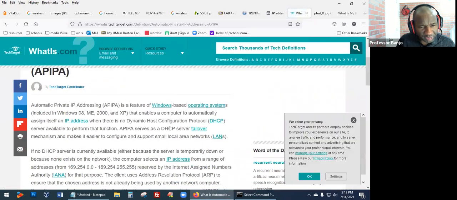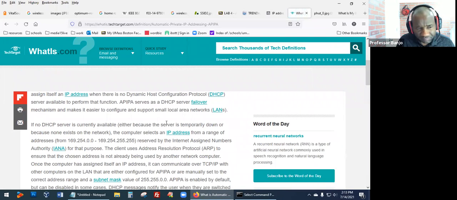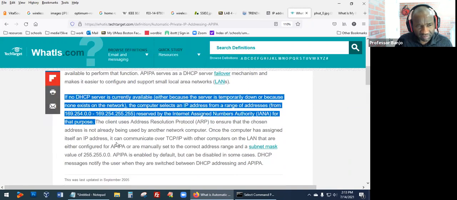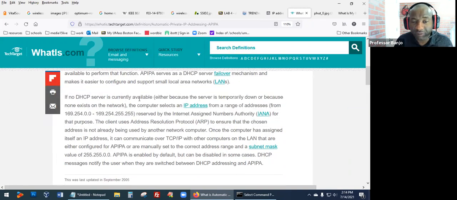Okay. So our APIPA addresses, let's see what it says here. That's what we just talked about, right? If no DHCP server is currently available for whatever reason, the computer selects an IP address from a range of IP addresses. And this is the range, 169.254.0.0 to 169.254.255.255. So that's the range, right?